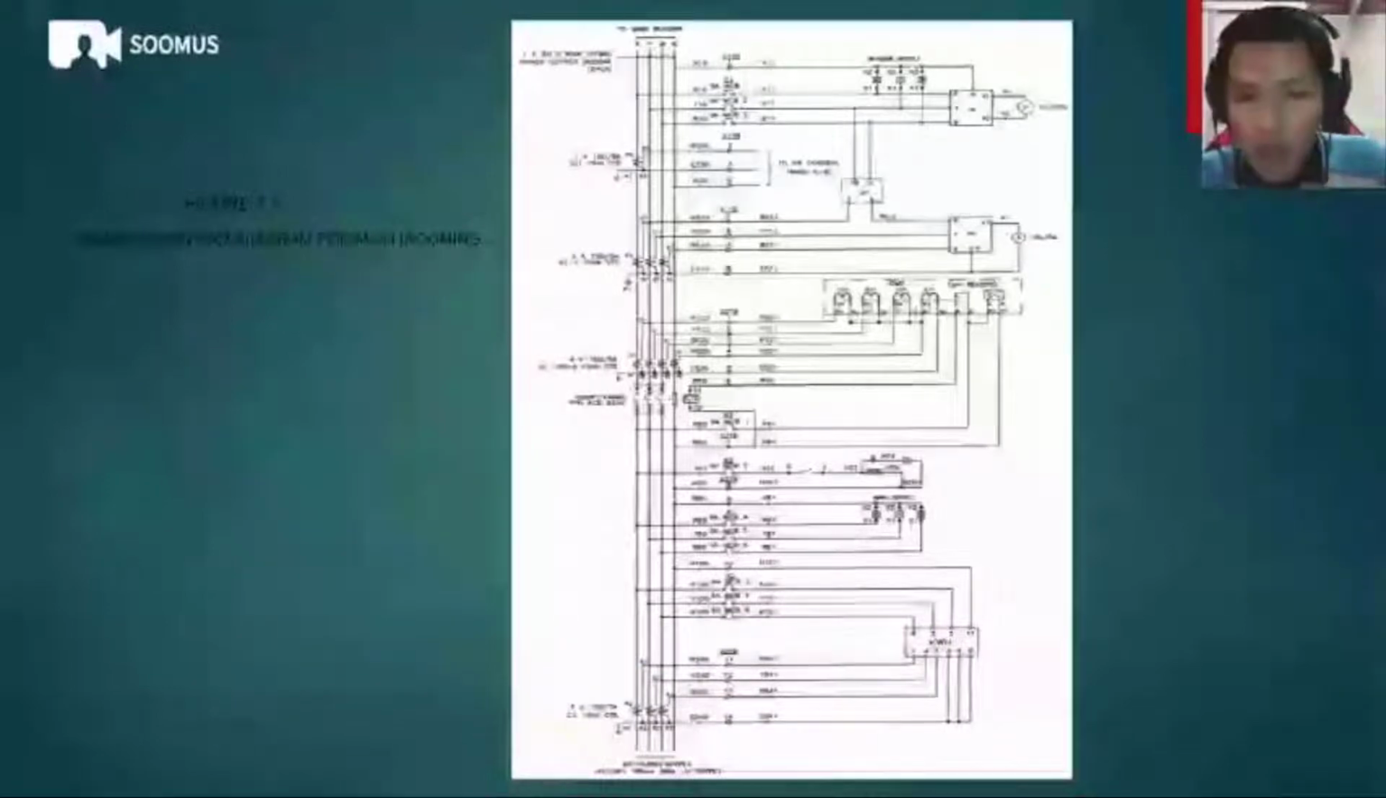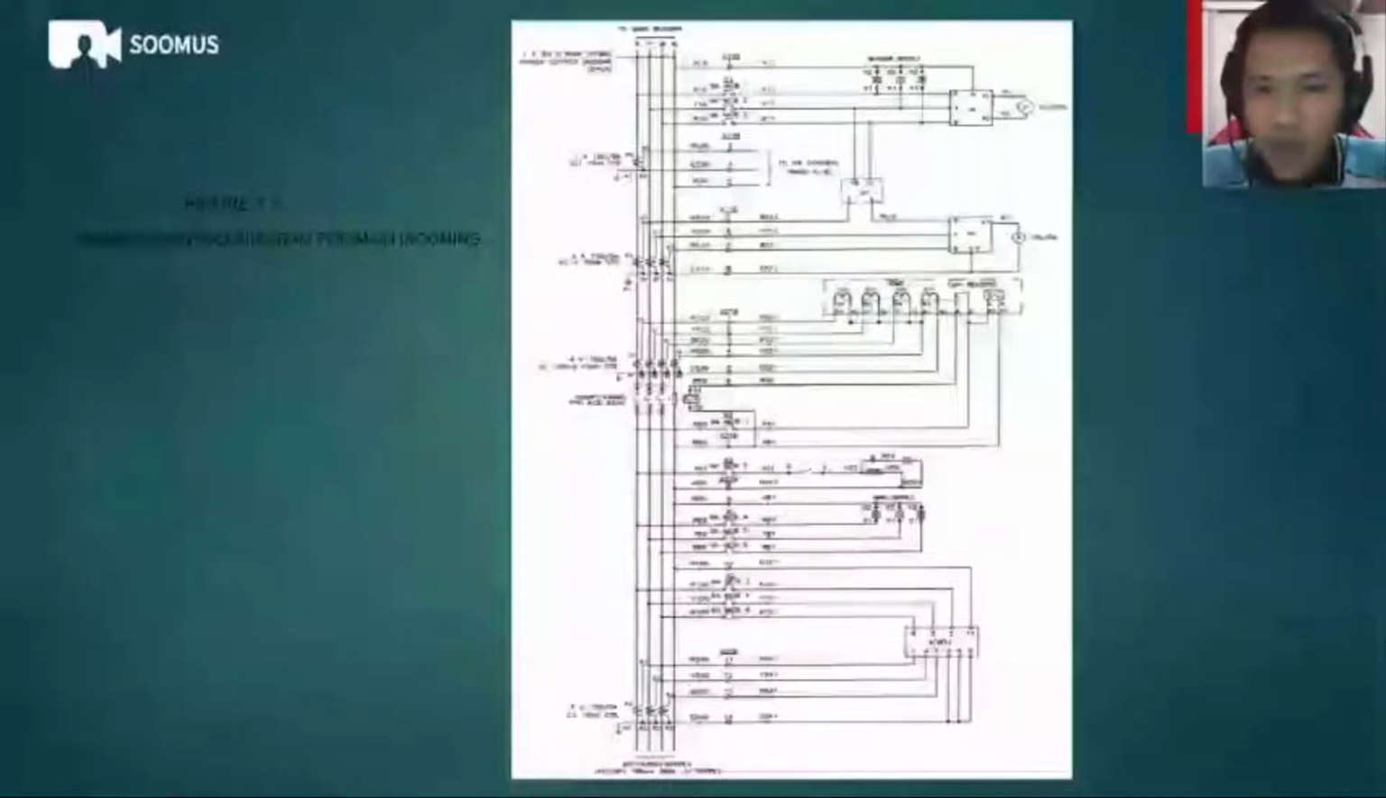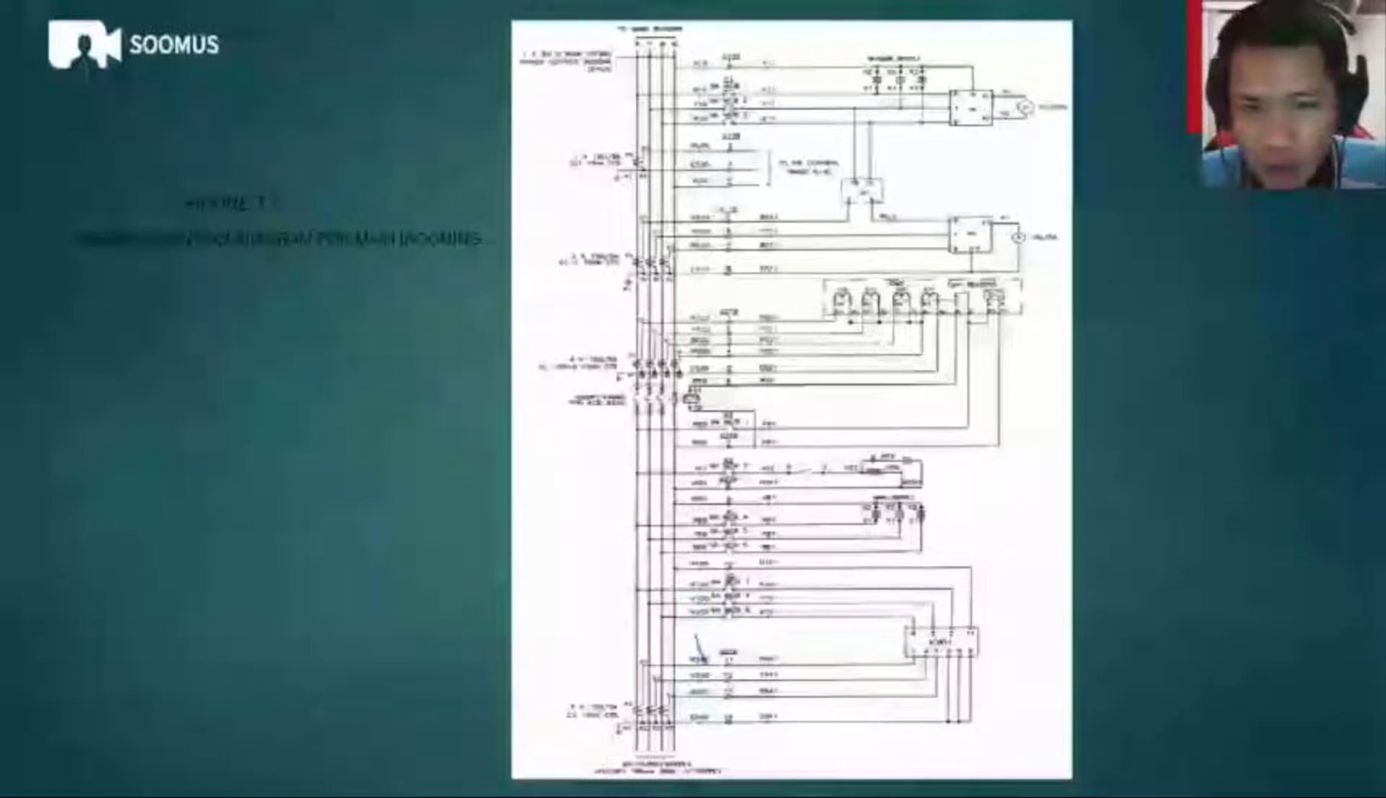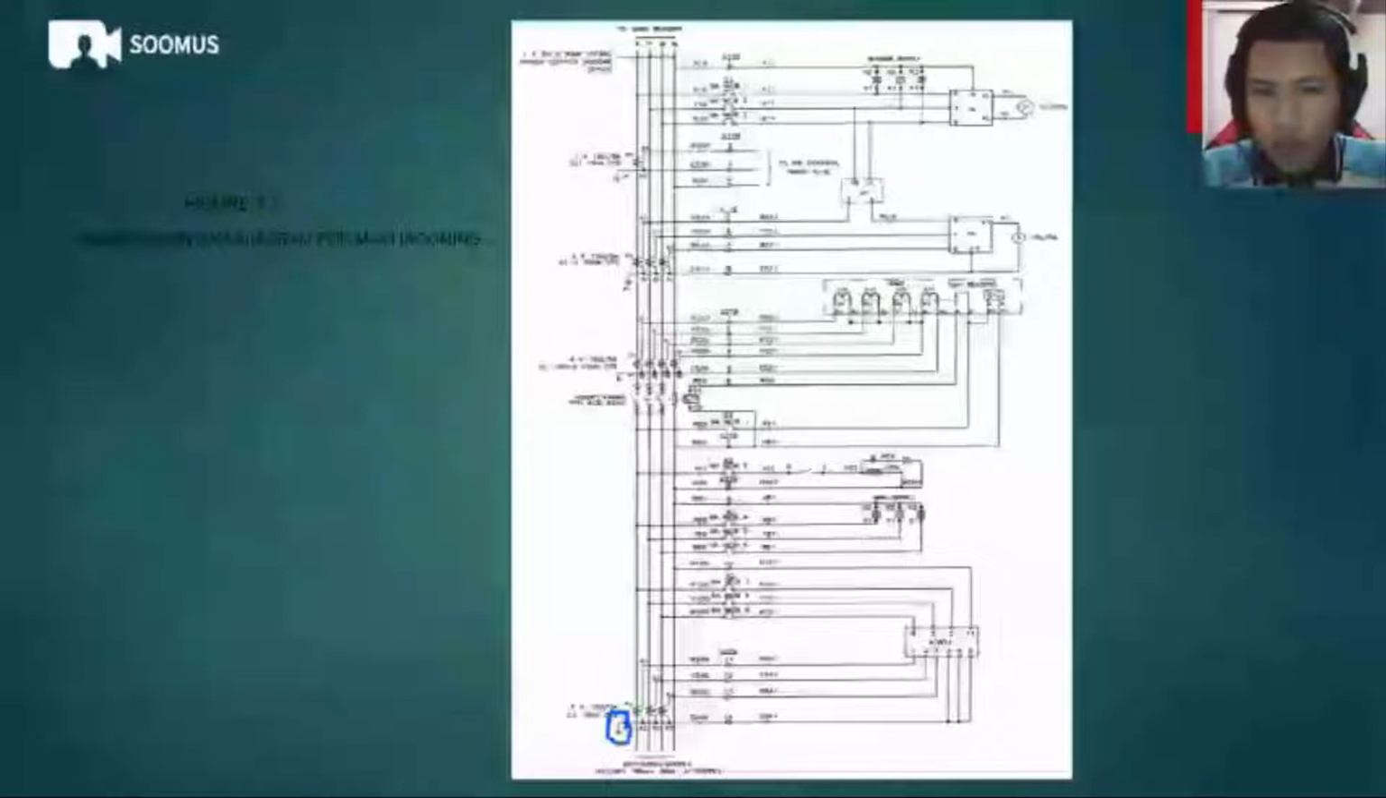So to know which line is the red, yellow, and blue, we determine from this, which is R for red, Y is for yellow, and B is for blue. And then the E is for neutral, which is connected to the ground, the neutral line.